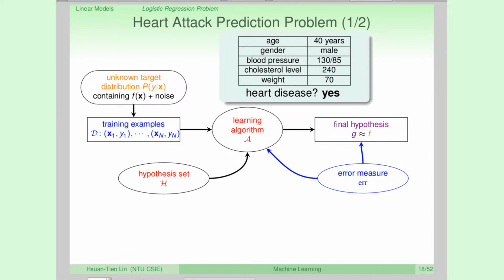We encountered the linear regression problem and its associated algorithm. Now I'm going to introduce another learning problem that we can solve with the linear models by some variation. And this problem is going to help us connect back to the cases for binary classification as well.